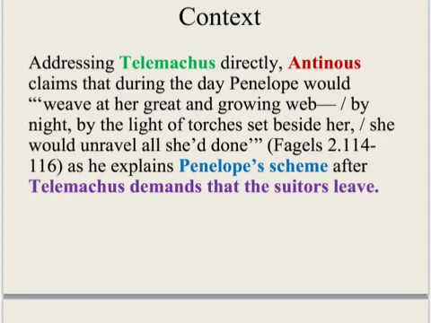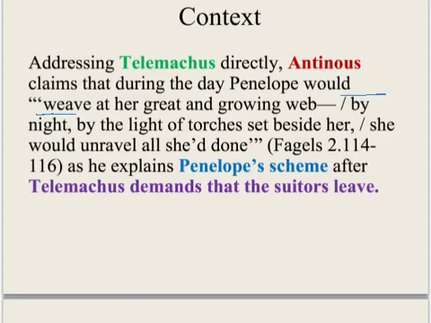Here's yet another way to incorporate with context. Addressing Telemachus directly, Antinous claims that during the day Penelope would, and notice there's no punctuation here. The quotation flows directly into the sentence as if we'd written it. So we're leaving out a few of the words at the beginning. Stylistically, this is a better way to go. If you can make the quotation flow directly into your sentence, you can leave words out.